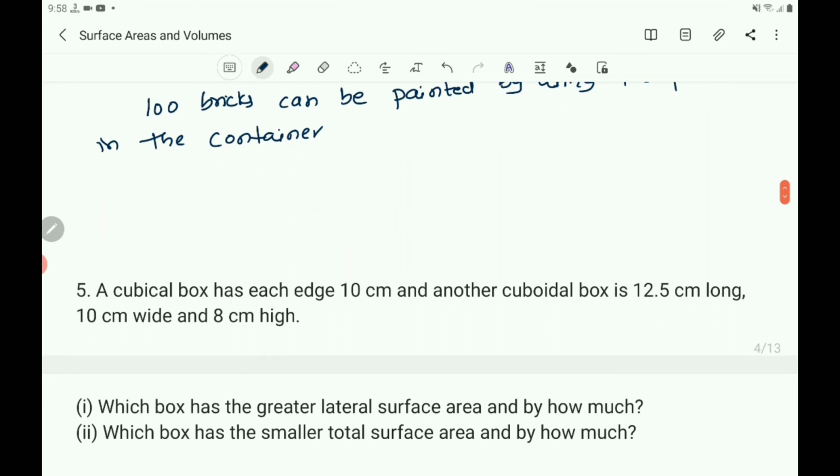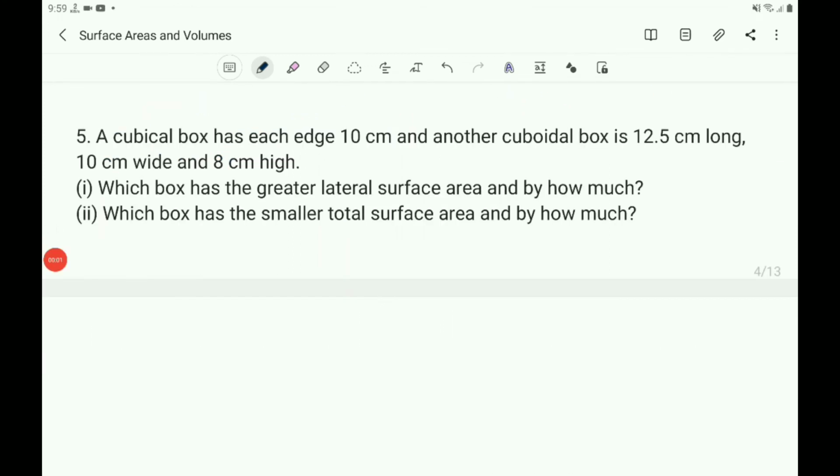Next you take the fifth. Now the fifth question: a cubical box has each edge 10 cm, and another cuboidal box is 12.5 cm long, 10 cm wide and 8 cm height. First, which box has the greater lateral surface area and by how much? Second, which box has the smaller total surface area and by how much?